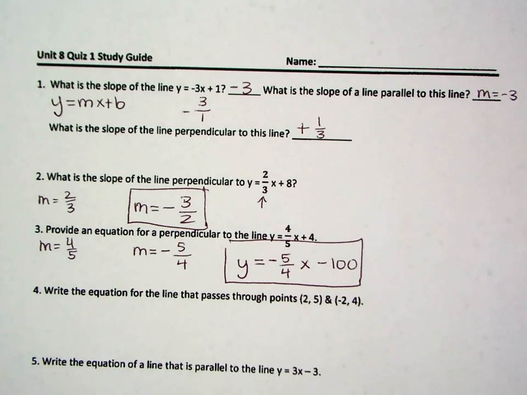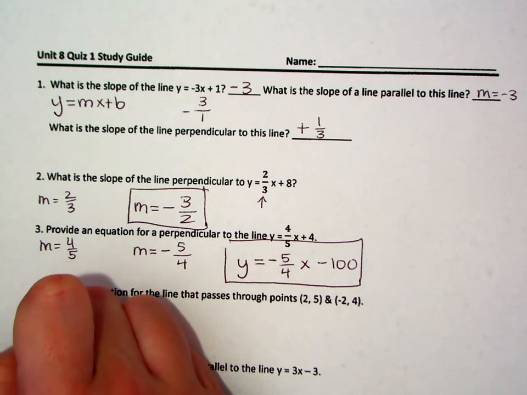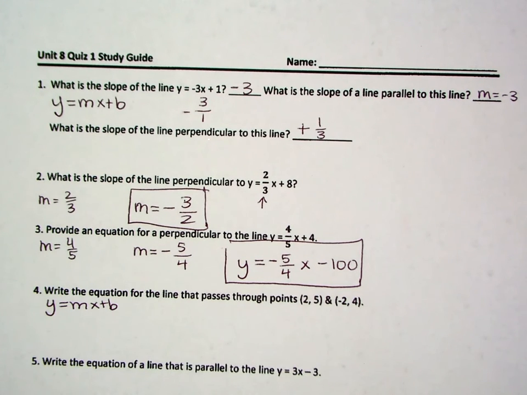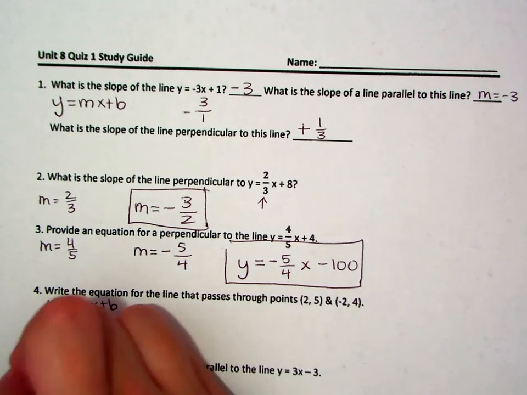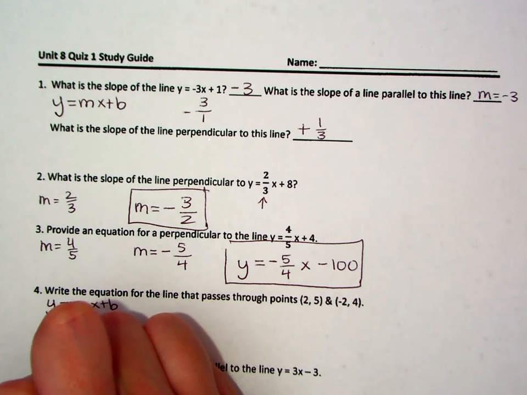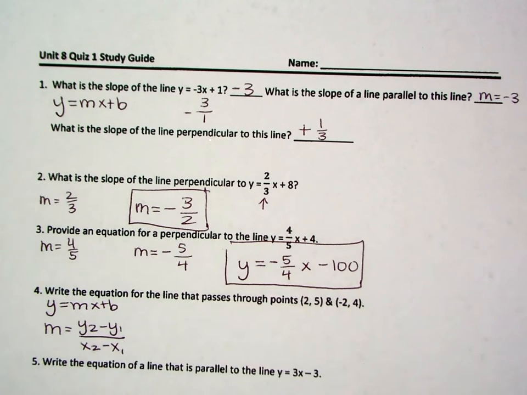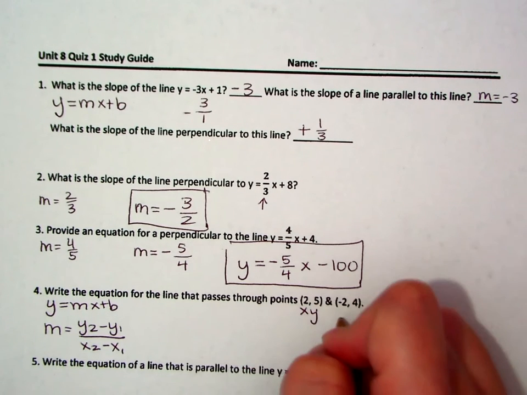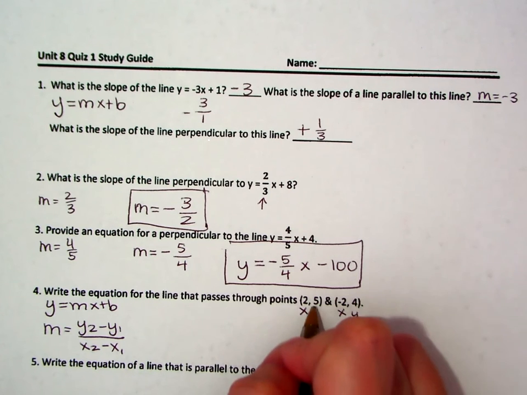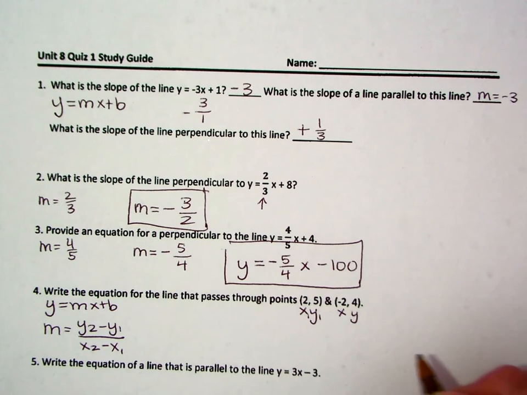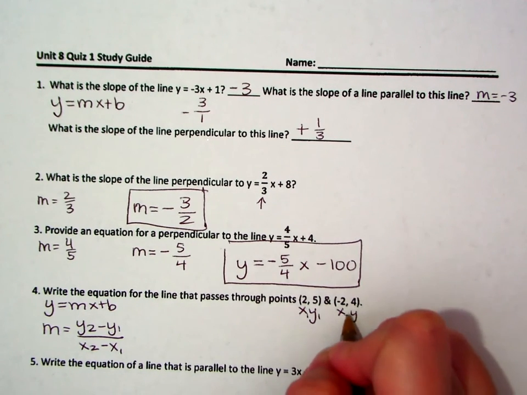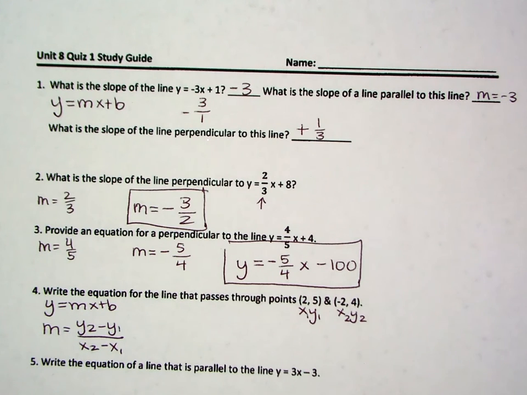Number 4 says, write the equation for a line that passes through the points (2, 5) and (negative 2, 4). So we're going to eventually make our way to y equals mx plus b. But the first thing we need to know is what the m is. M means we're going to have to use the slope formula, which is y2 minus y1 over x2 minus x1. So to do that, we want to label this as x and y, and this as x and y. Since this is the first ordered pair, that's going to be x1, y1. Since this is the second ordered pair, that's going to be x2, y2. So we're going to plug it into this formula here.